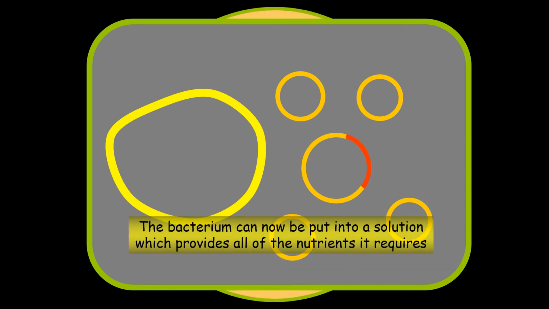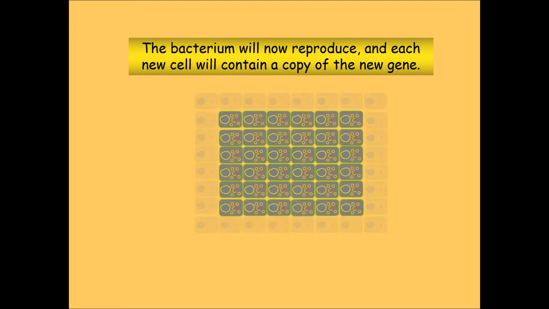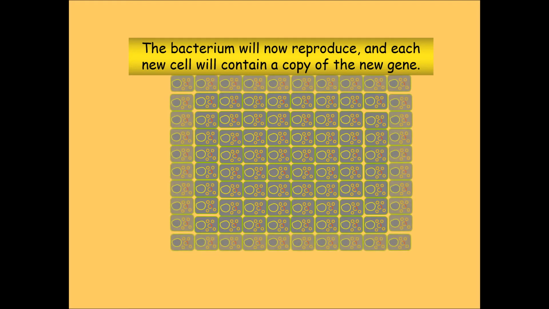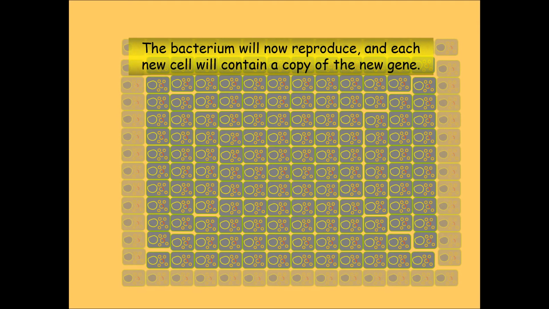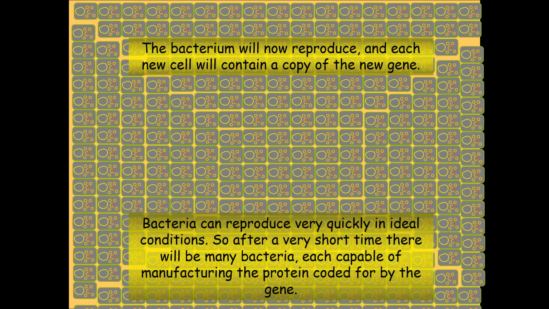The bacterium can now be put into a solution which provides all of the nutrients it requires, for example nutrient agar or nutrient broth. So if we put the bacterial cell onto our agar plate and our nutrient, the bacterium can now reproduce, and each new cell will contain a copy of the new gene. Bacteria can only reproduce very quickly in ideal conditions. So after a very short time, there will be many bacteria, each capable of manufacturing the protein coded for by the gene. Then you would want to purify your gene so that you didn't have any bacterial cells with it, and then you would make your product.